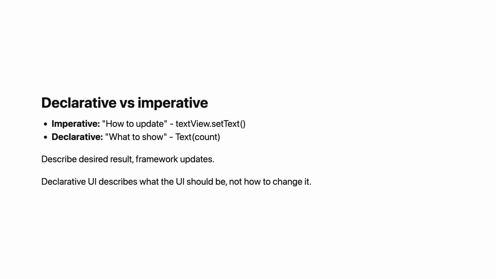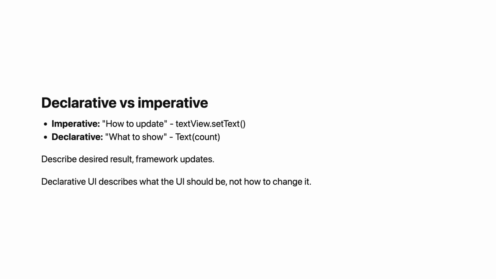If count is 5, show text "count 5". If count changes to 6, the framework updates the text automatically. You declare the desired result. You do not write the update logic. Declarative is often simpler, with fewer bugs from forgotten updates. The UI always matches the state.